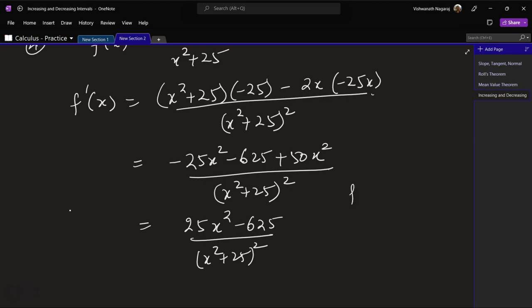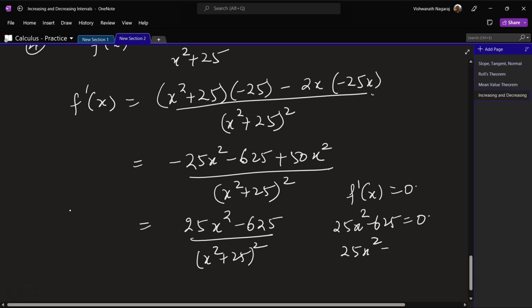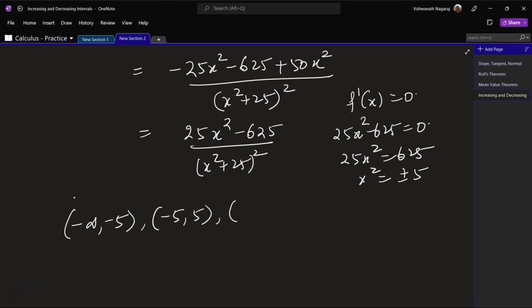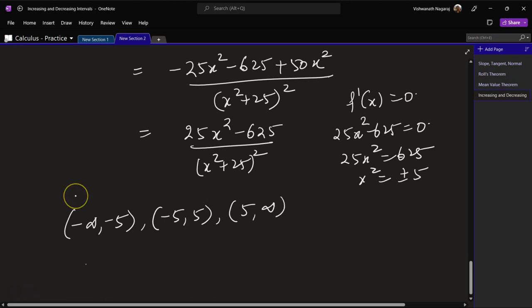So now let's equate f prime of x equal to 0. Which means 25x² minus 625 equal to 0, which means 25x² equal to 625, so x is equal to plus or minus 5. Okay, so now the intervals are minus infinity to minus 5, minus 5 to 5, and then from 5 to infinity. Now let's figure out the nature of these intervals.